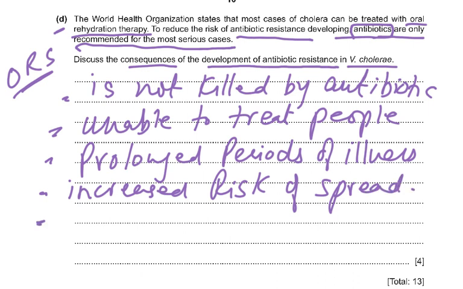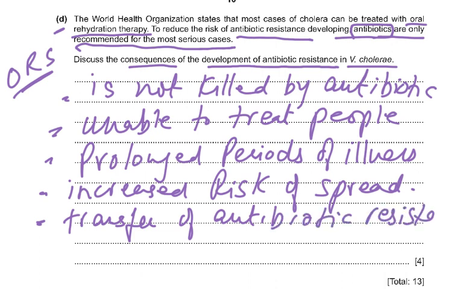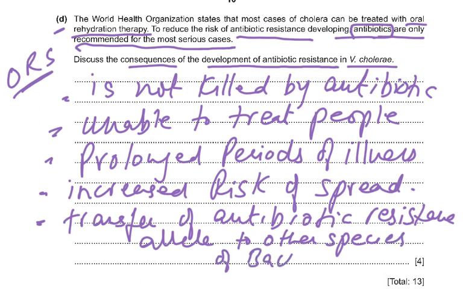And then we have transfer of the antibiotic resistant allele to other species. The transfer of antibiotic resistance to other species would of course be even worse than this. So, transfer of the antibiotic resistance allele to other species of bacteria. That is not a very good thing, because then we will have problems in other diseases as well.